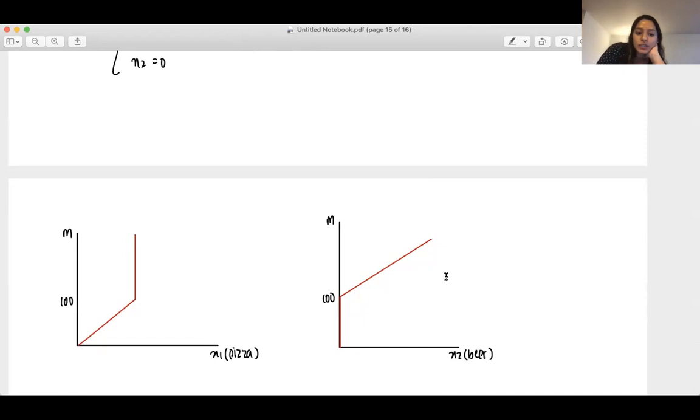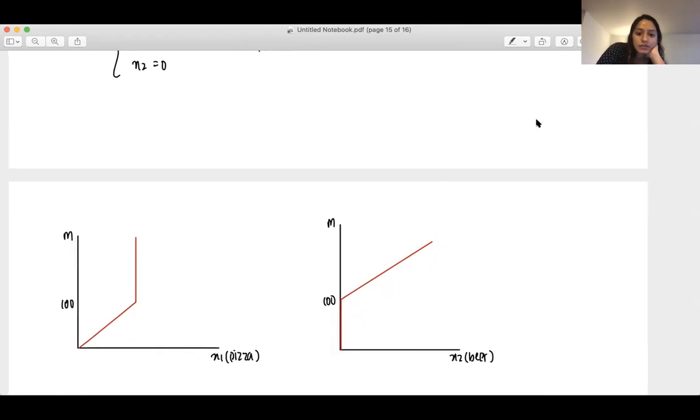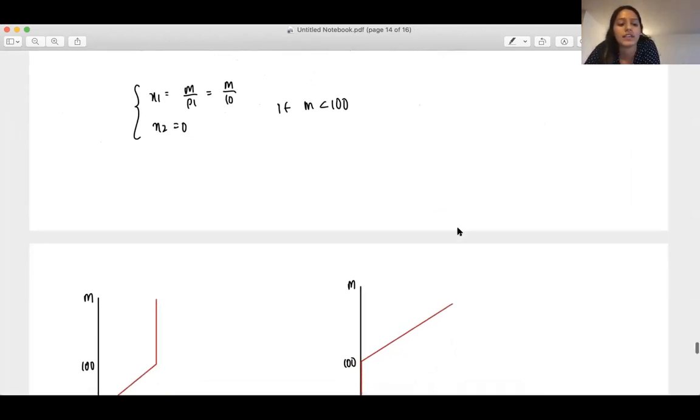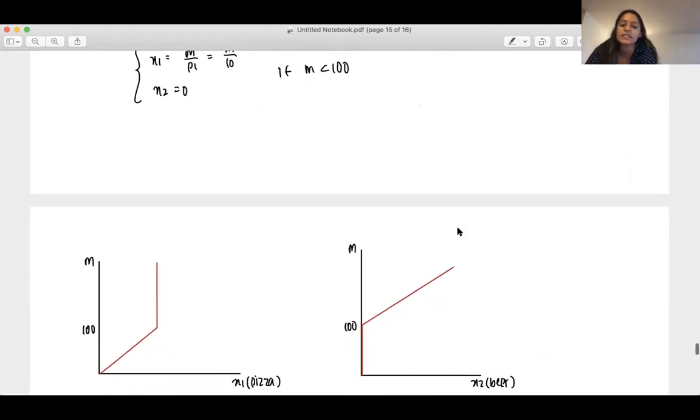Does anyone have any questions about this? Nope. Okay, yeah, it's pretty straightforward, but this is what my midterm was like last year. It was pretty similar.